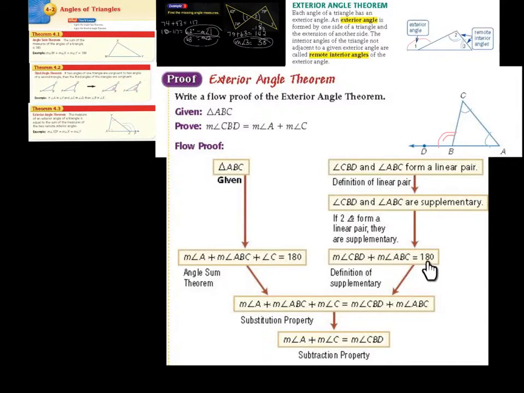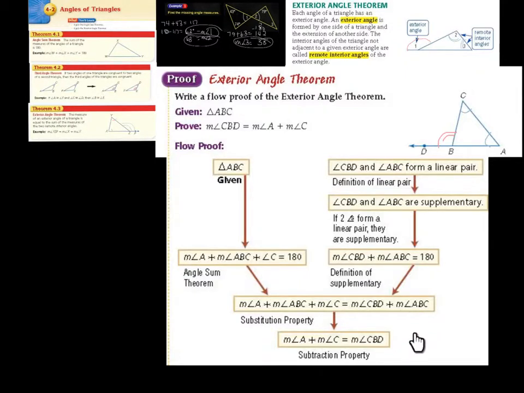And we know that supplementary angles add up to 180, so they wrote that. Measure of angle CBD plus measure of angle ABC equals 180. Now, both of these lines of reasoning flow into this next one. So measure of angle A plus measure of angle ABC plus measure of angle C equals measure of angle CBD plus measure of angle ABC by substitution. If they both equal 180, they must be equal to each other, right?